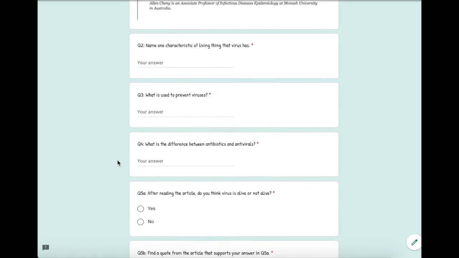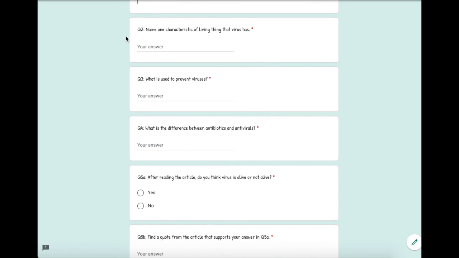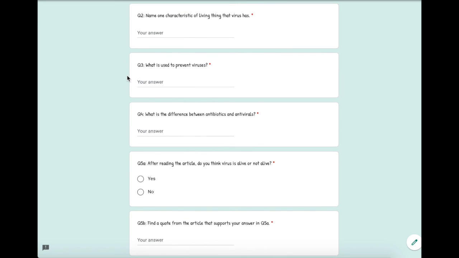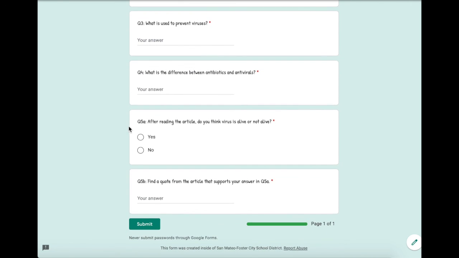After you read the article, go ahead and answer the questions. What is one characteristic of living things that virus has? In other words, in what way is virus similar to living things? What is used to prevent virus? What is the difference between antibiotic and antiviral? And last but not least, do you think virus is alive or not alive after reading the article?